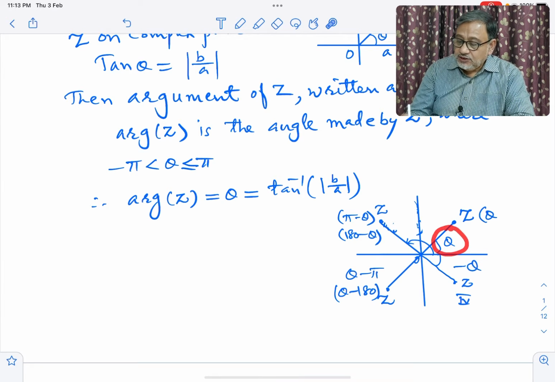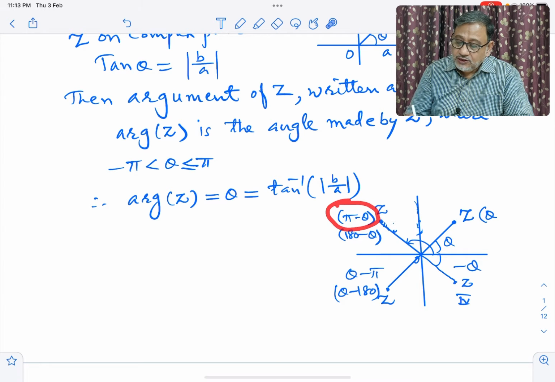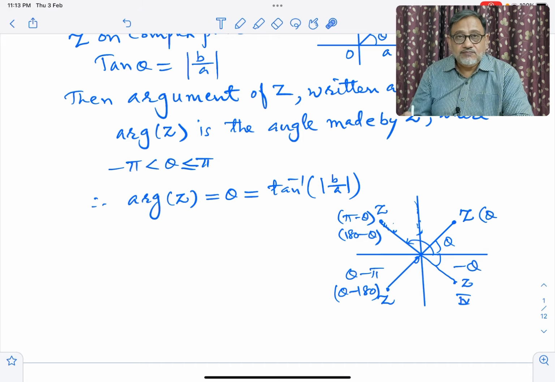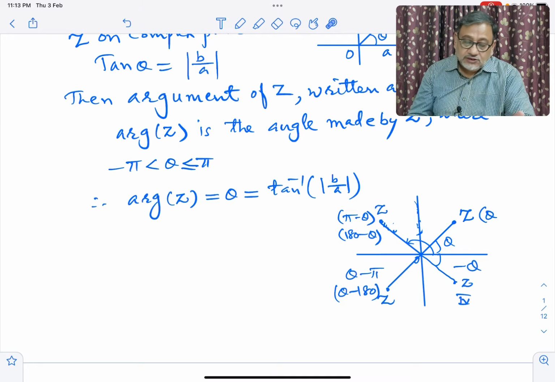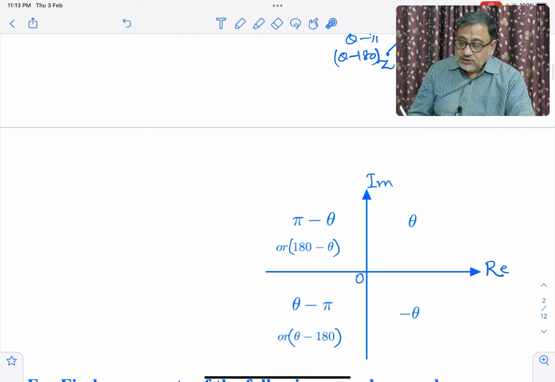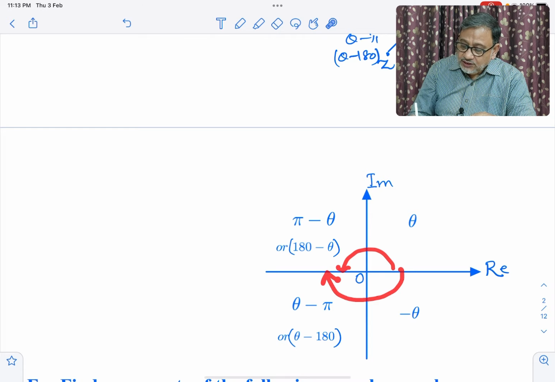In the first quadrant, it will be theta only, positive theta. In the second quadrant, it will be pi minus theta or 180 minus theta. If you are in the fourth quadrant, then you are going to write negative theta. And if you are in the third quadrant, then you will write theta minus pi, which will be again negative, or theta minus 180, whichever you want to use. So actually the argument is like this or like this.